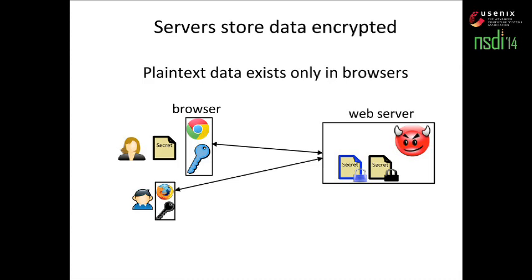Each user has a key, and when the user provides some plain text data as part of the web application, the data gets encrypted in the browser before it gets sent to the server, and the server stores it encrypted. Later, when the user fetches the data, it gets decrypted in the user's browser. So you can see why this approach makes sense, because an attacker at the server only gets to see encrypted data.